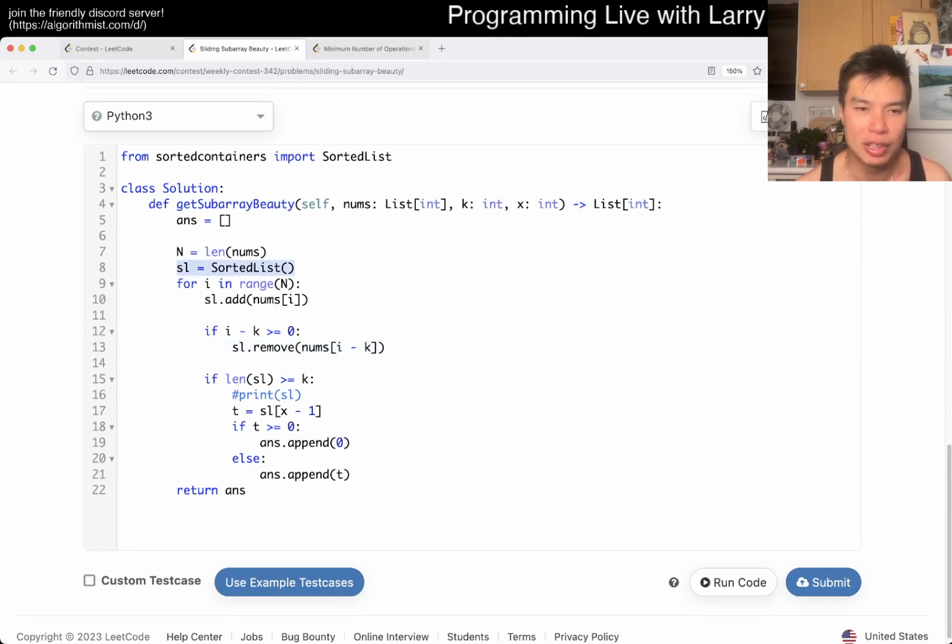But otherwise, you have a sorted list. You add on a sliding window, you subtract on the sliding window, and if you have k elements, then you look at the x minus one smallest element, check to see that it is negative, and that's pretty much it.